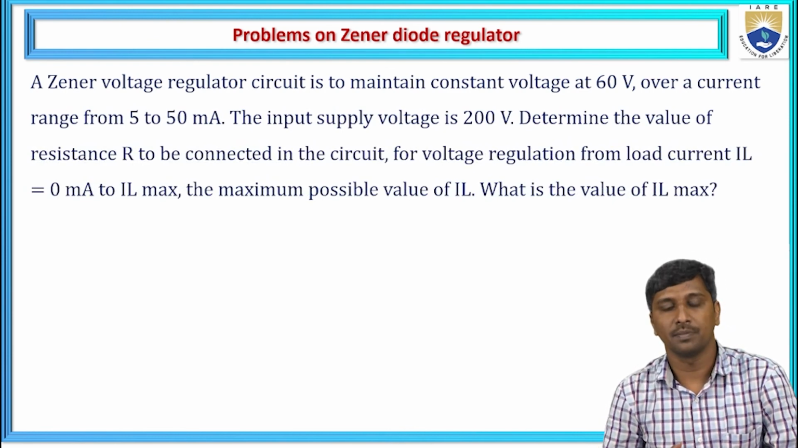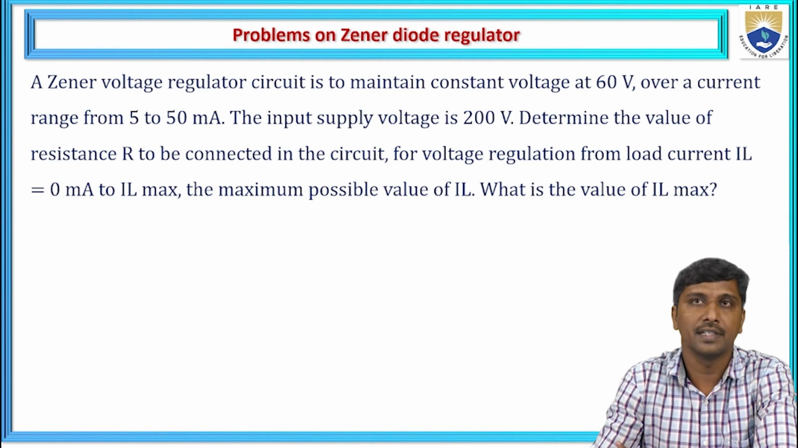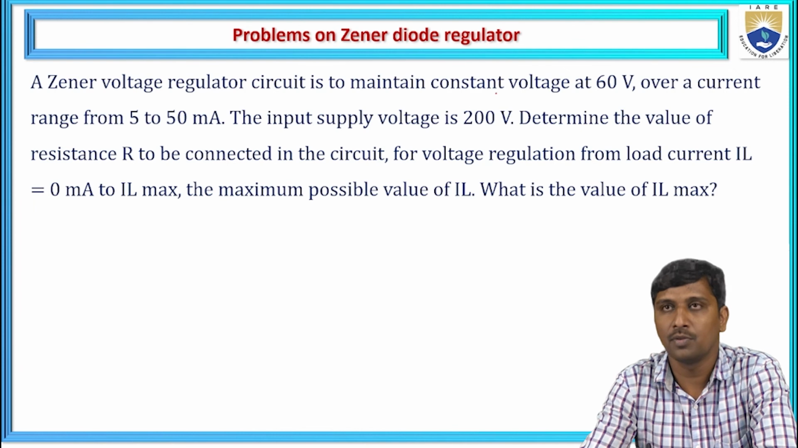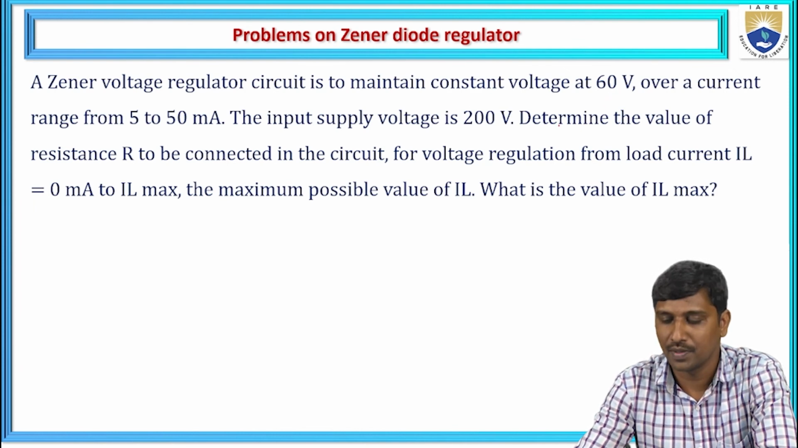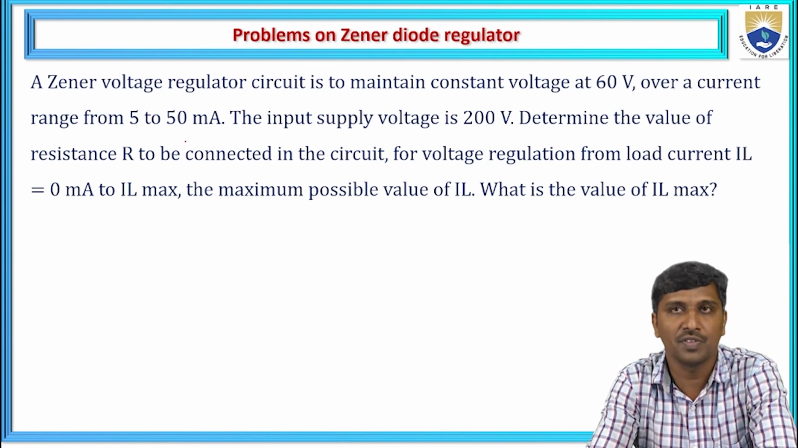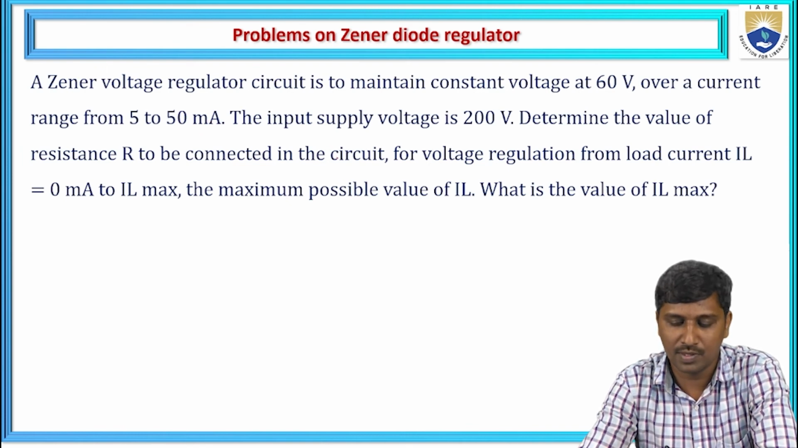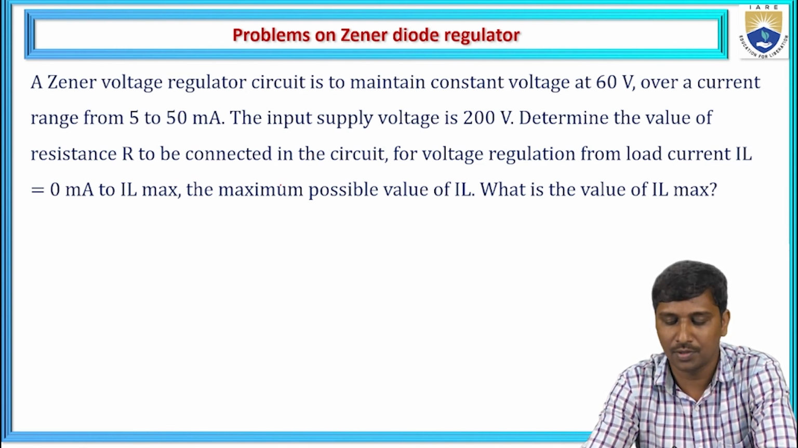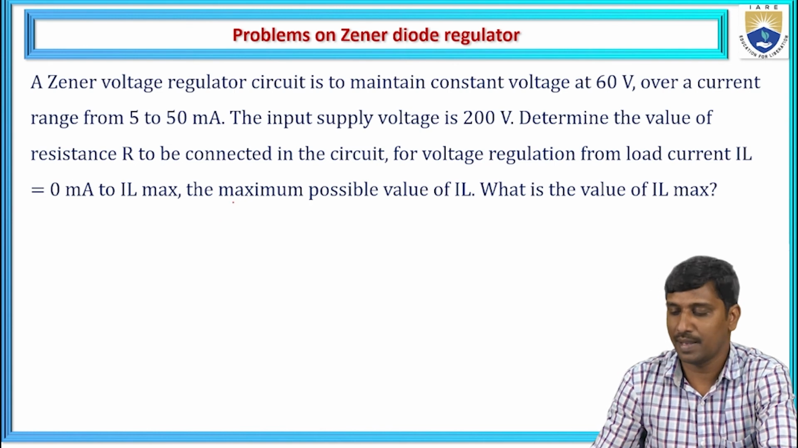Now again we'll see one more problem. A Zener voltage regulator circuit is to maintain a constant voltage of 60 volts over a current range from 5 to 50 milliamperes. The input supply voltage is 200 volts. Determine the value of the resistance R to be connected in the circuit for voltage regulation from load current IL of 0 milliamperes to IL maximum, the maximum possible value of IL. So what is the value of IL maximum?